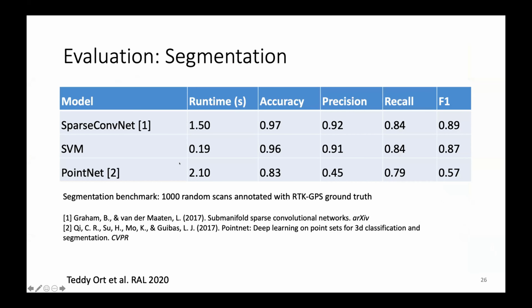So the first piece here is we evaluate the segmentation accuracy, and we see that the SVM has significantly lower runtime for almost the same F1 score as a sparse ConvNet.